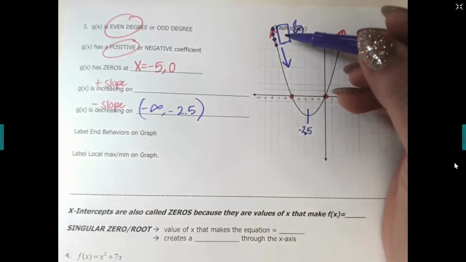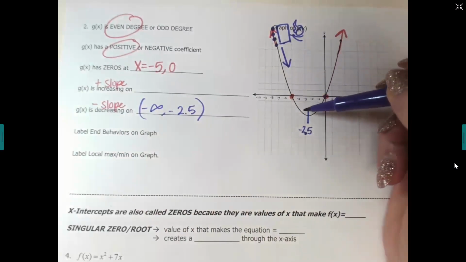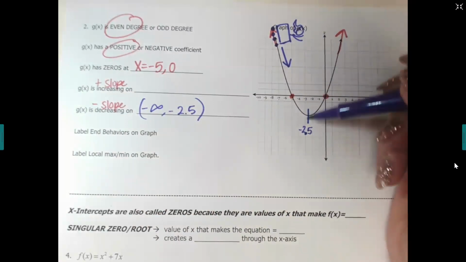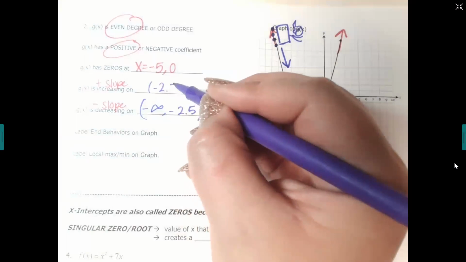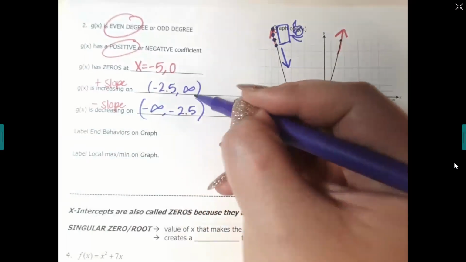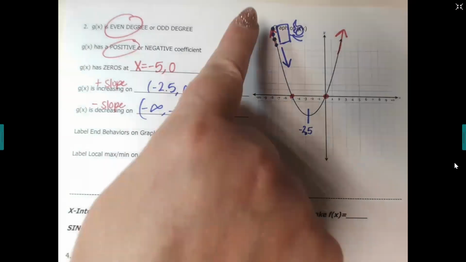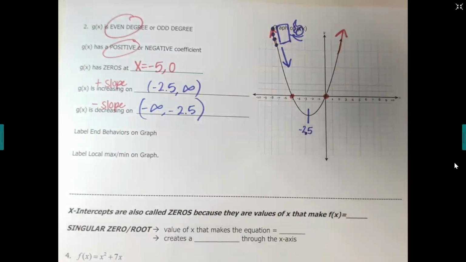And then for the whole rest of the roller coaster, once I hit that bottom, now I'm going uphill, so that would be from -2.5 until infinity. So that one essentially has just one hill. You have a downhill and then an uphill, and it splits your graph in half.